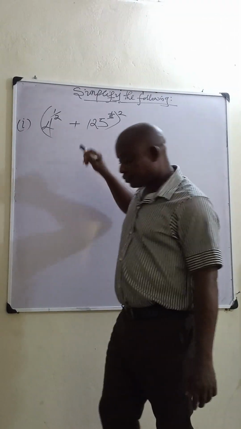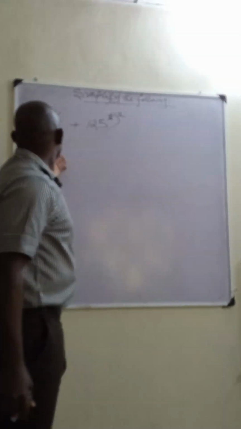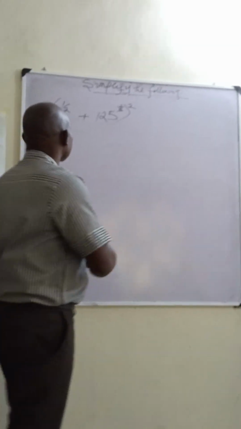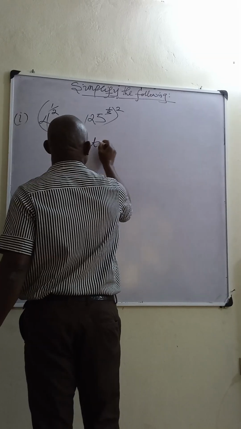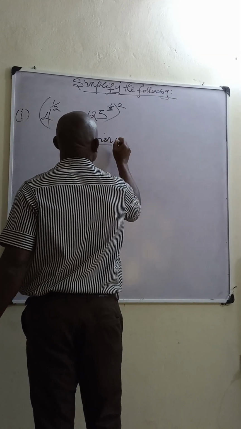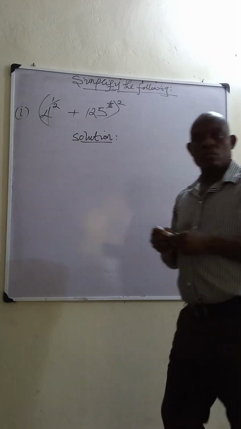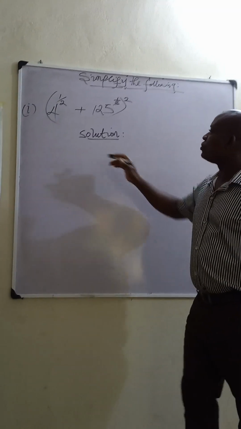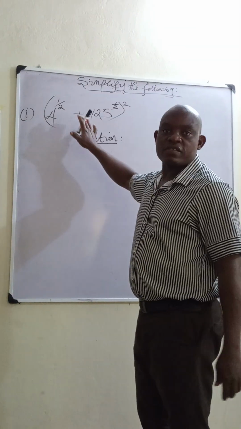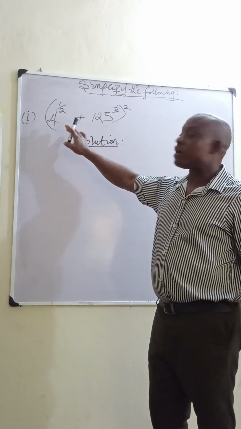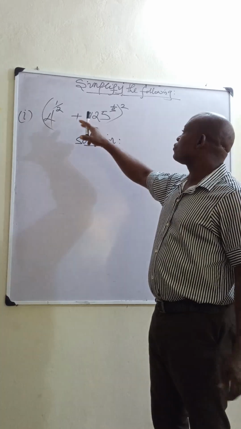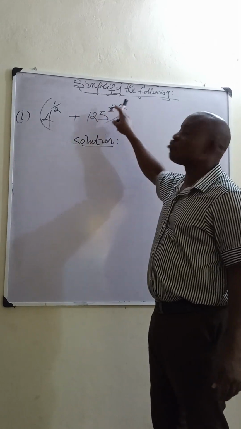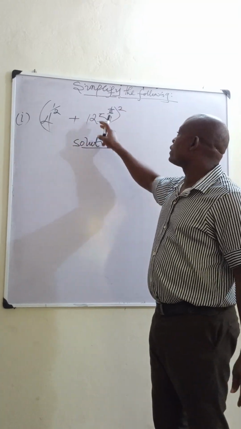Number one, solution. The question says simplify 4 raised to the power half, that is 1 over 2, plus 125 raised to the power 1 over 3, all bracket raised to the power 2.